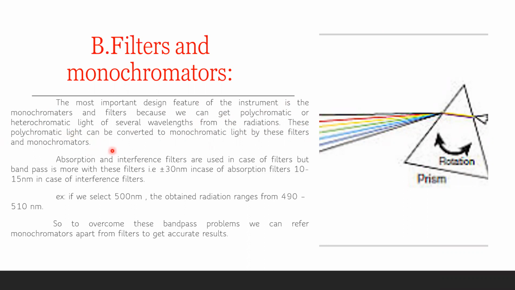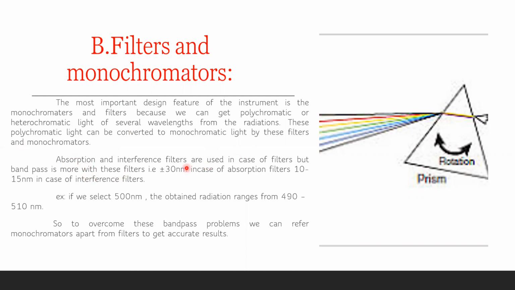So when we are passing the radiation through the sample, we can get polychromatic light or heterochromatic light of several wavelengths, but we need only a single wavelength or monochromatic light. So for that purpose, we are using these filters and monochromators for converting this polychromatic light to monochromatic light. First, coming to these filters, there are two different types of filters. That is absorption and interference filters.